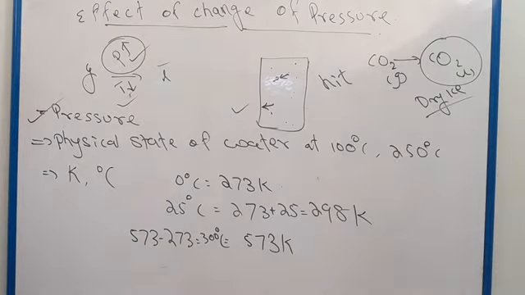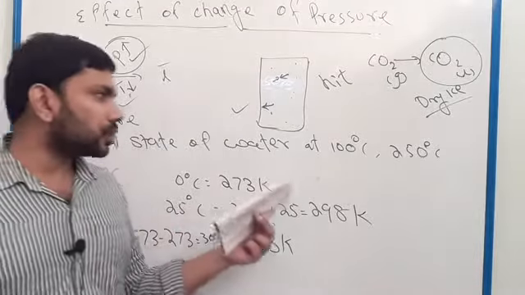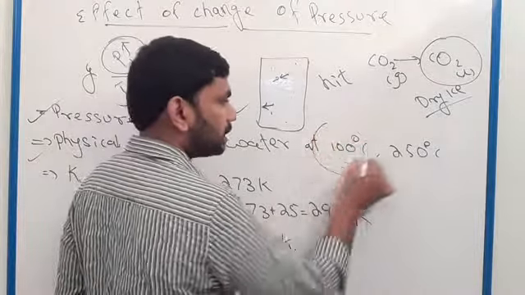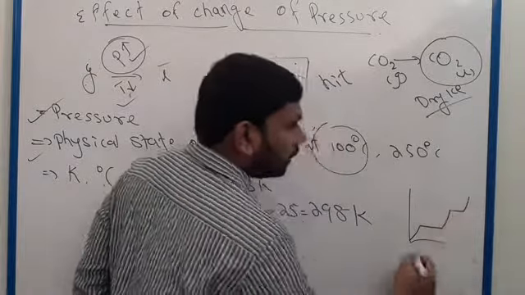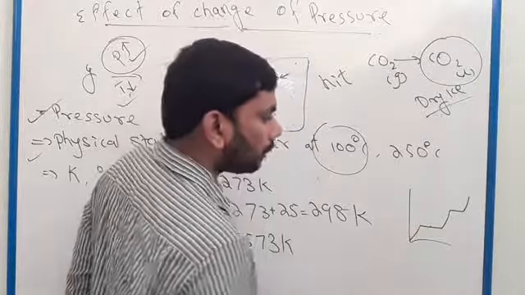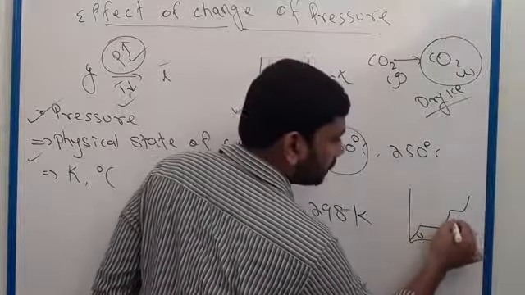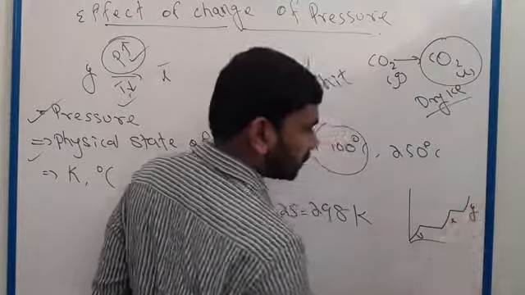Okay. After that, you have to understand here one question. What is the physical state of water at 100 degrees Celsius? Before, in this graph, I showed you melting and boiling. Here it is solid state, here it is liquid state, here it is gaseous state.